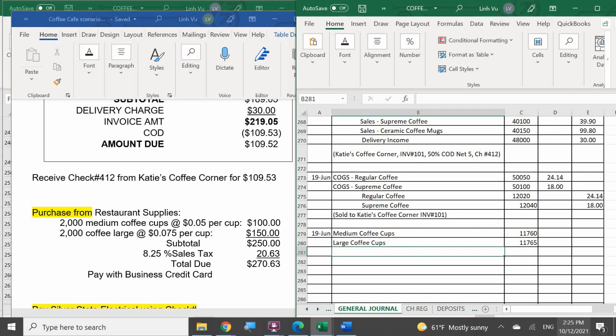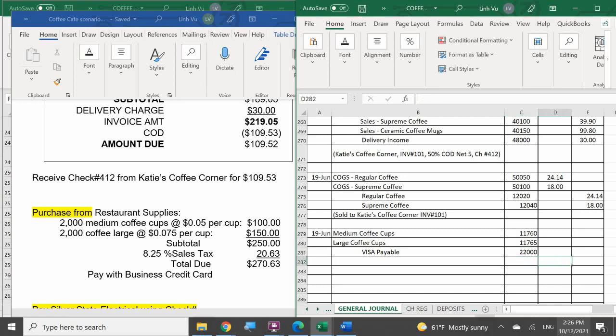And how did we pay? Credit card. So we paid with a credit card. Visa payable. So what's my account number for the Visa payable? Visa payable 22,000. Good.